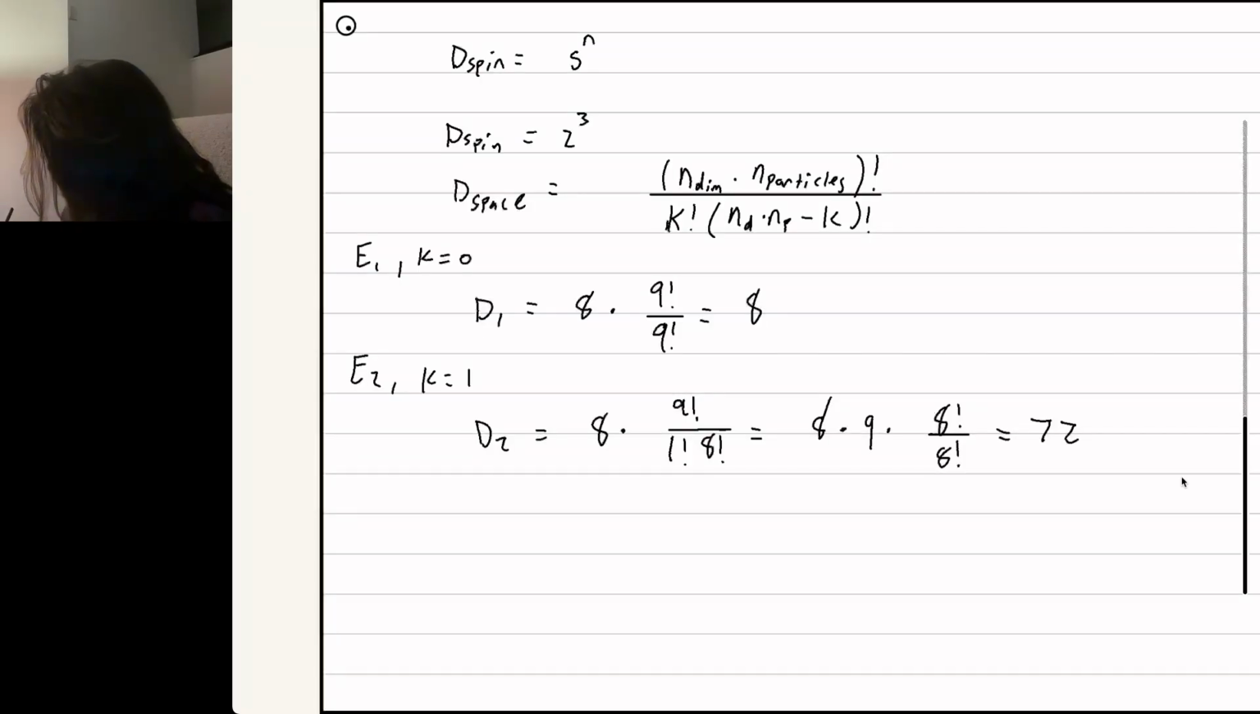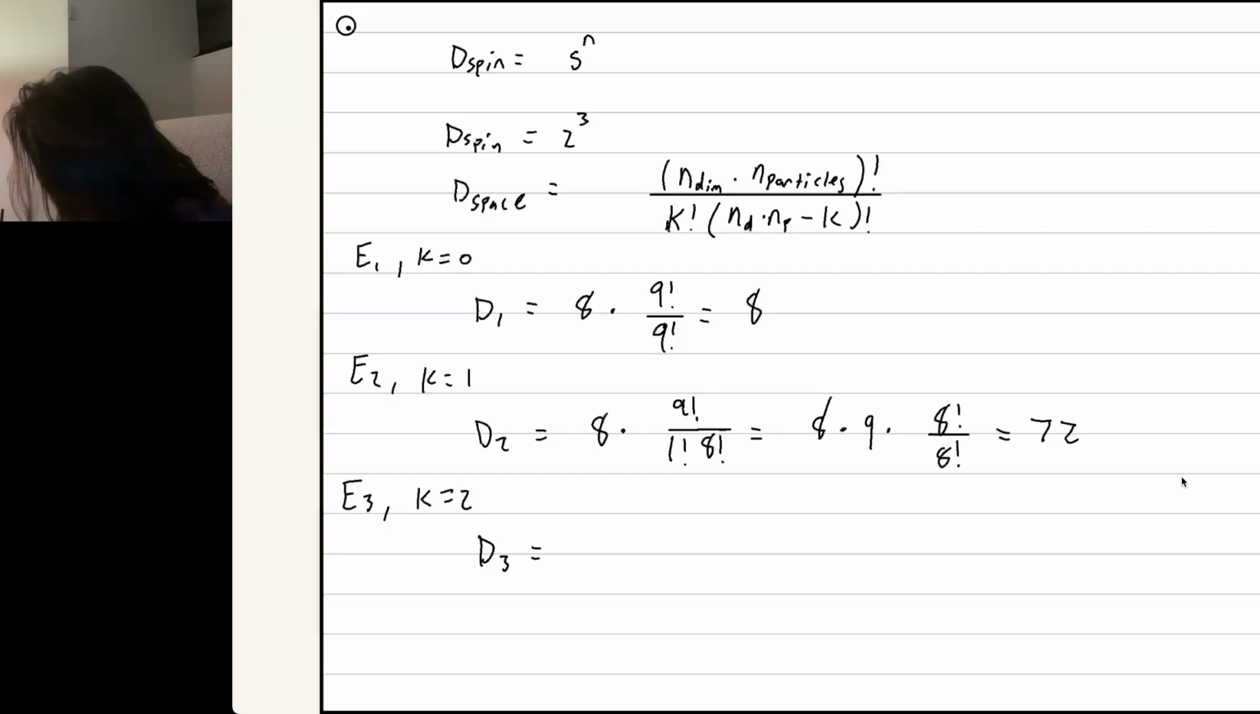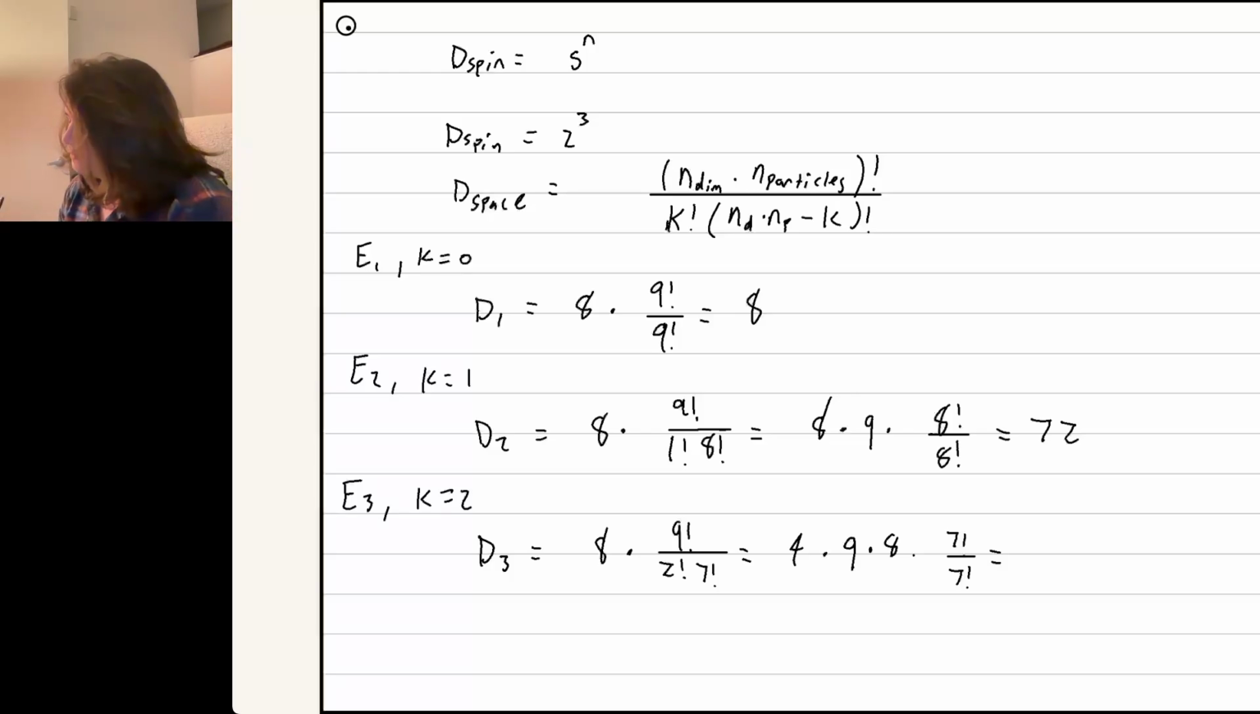For the next one, the second excited state, where k is equal to 2, we'll have d3 is 8 times 9 factorial over 2 factorial times 7 factorial. 2 factorial is just 2, so we're going to have 4, and then we're going to have to factor out a 9 and an 8 for the fraction to go to unity. So 4 times 72, 288. Sure.